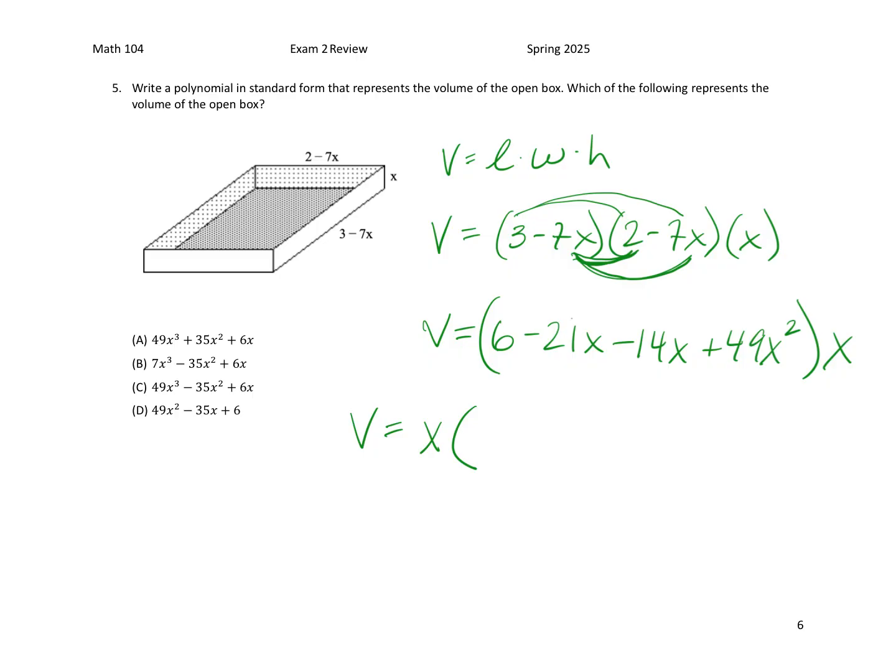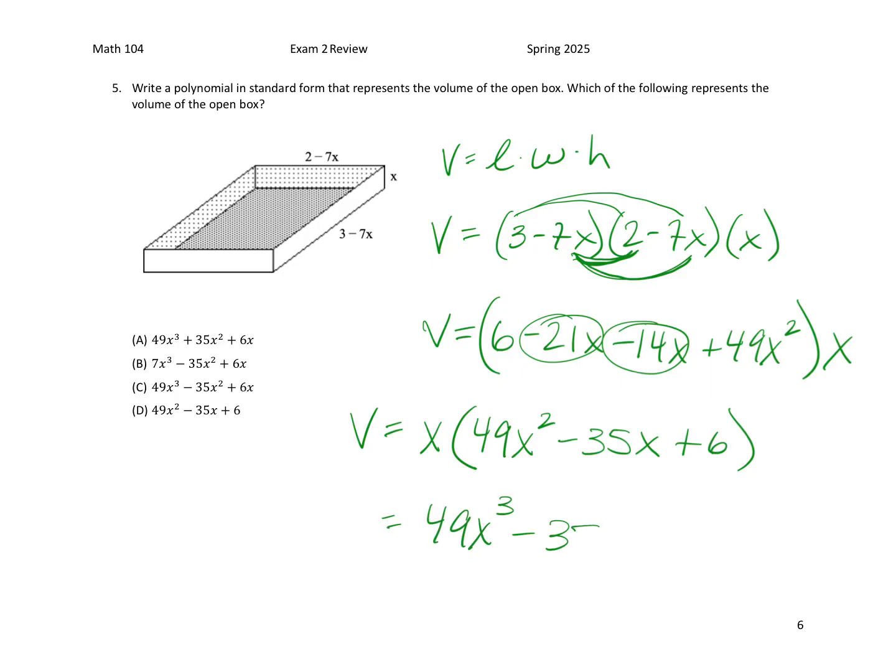Okay, I'm just going to combine some like terms in the parentheses. So that is going to be, and I'm going to rewrite this in more standard form, 49x squared, and then my x's is minus 35x plus 6. And then I'm going to distribute this last x. So I'm going to get 49x cubed minus 35x squared plus 6x. And that is option C.